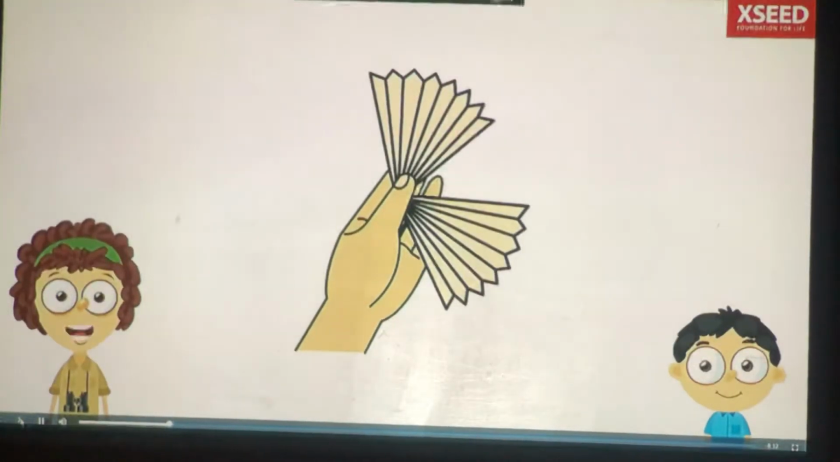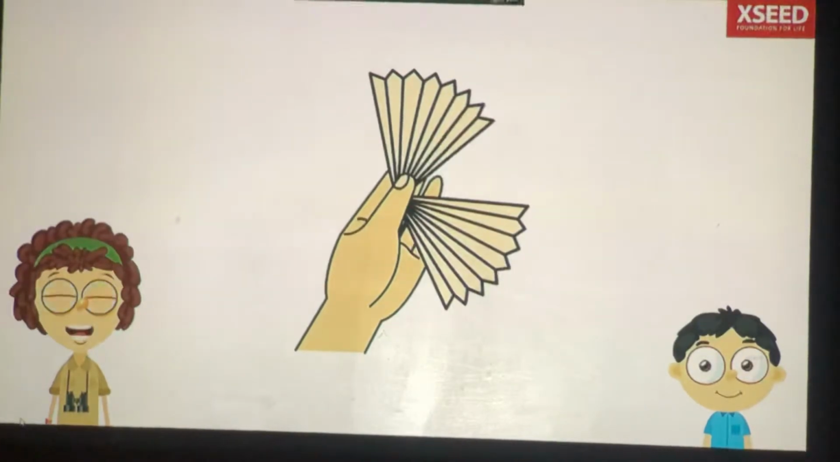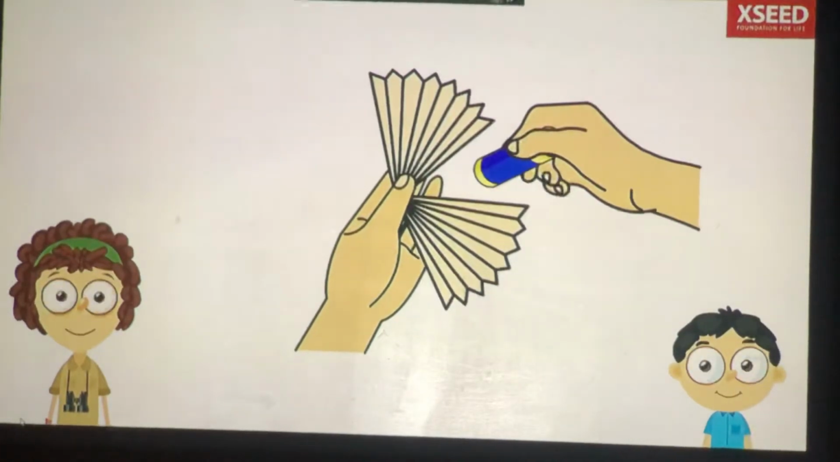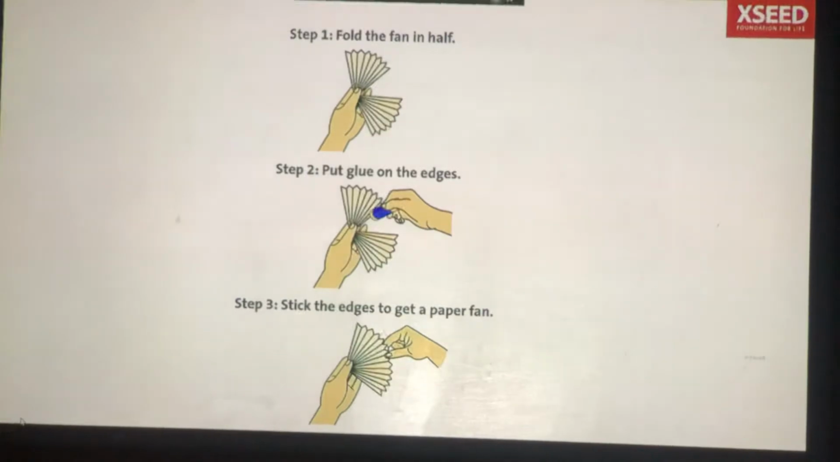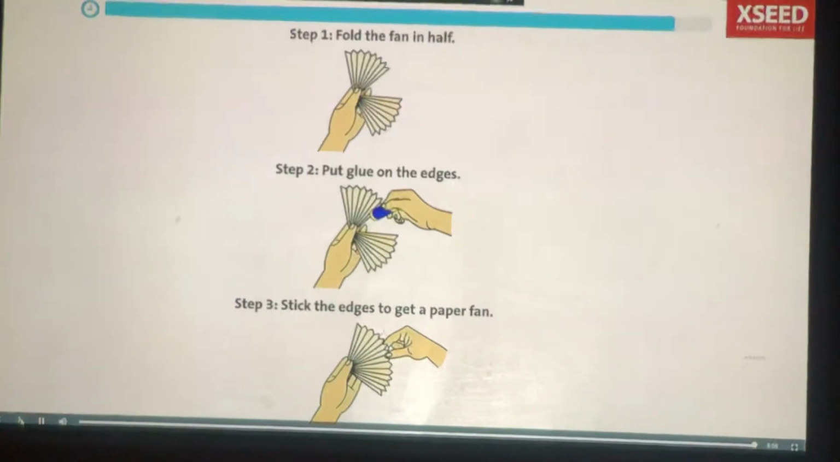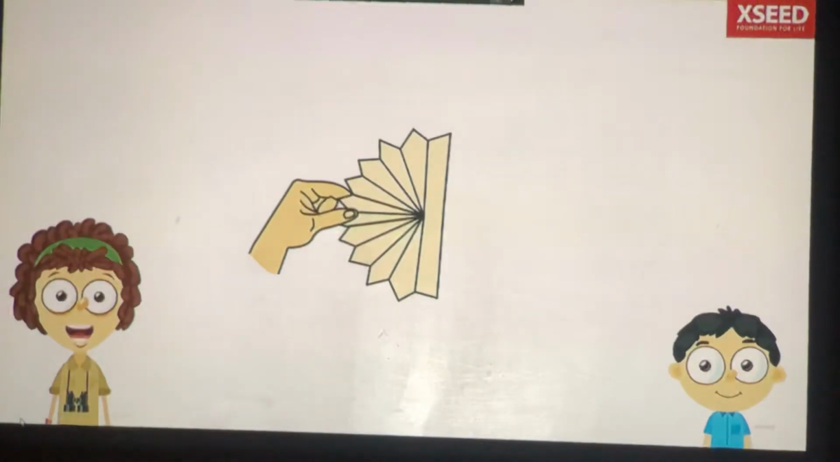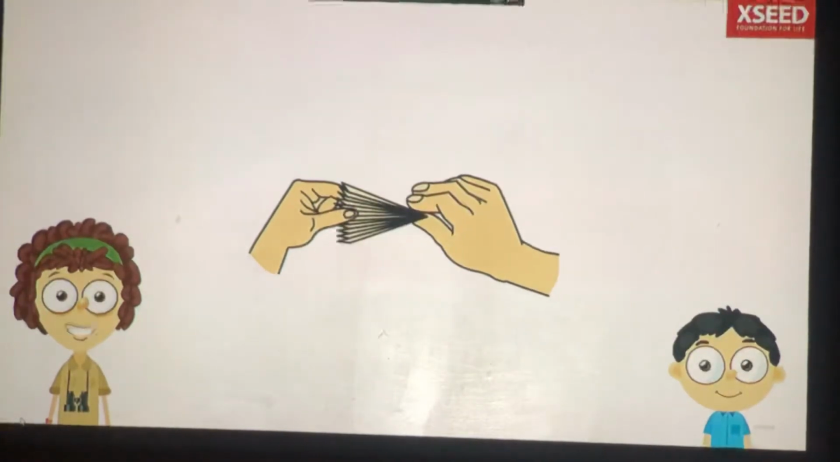Now, fold the fan in half and hold it from the center, like this. Use glue to stick the edges, like this, to get a paper fan. If the folds from the center are coming out, use glue to stick them, like this. Make sure to stick folds to only the center.